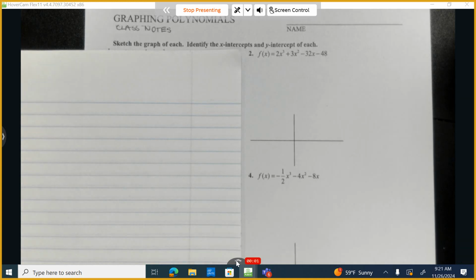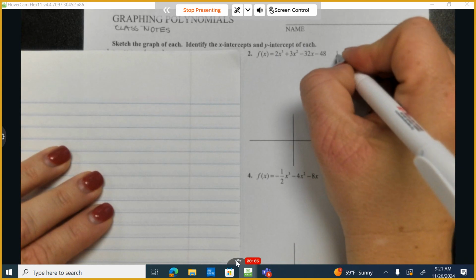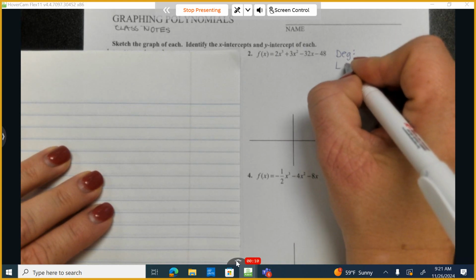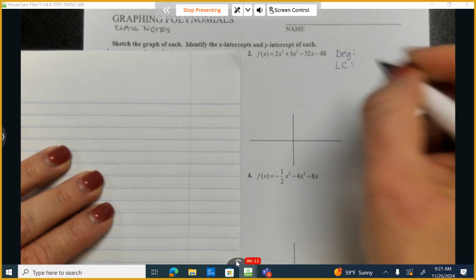Please follow along with me. When I look at number 2, I'm going to abbreviate here. Please write down DEG for degree. Underneath it, I'm going to write a capital LC for leading coefficient.